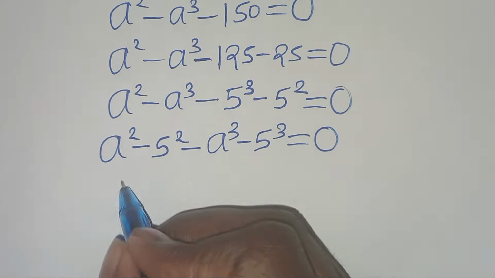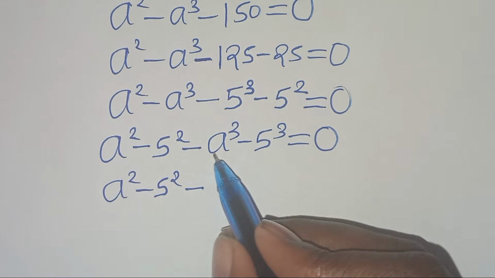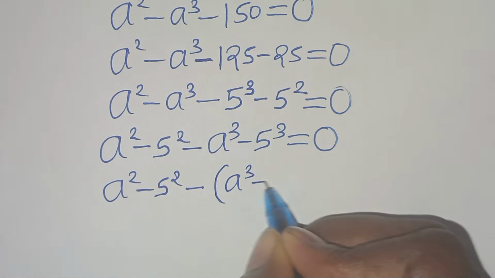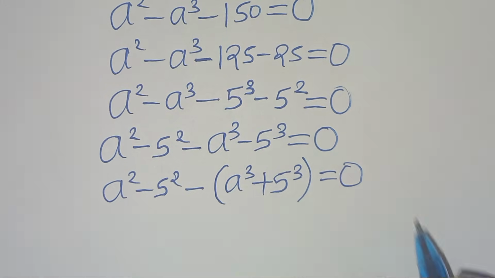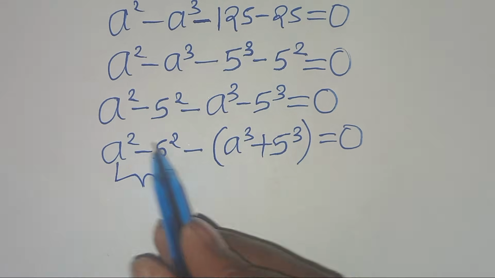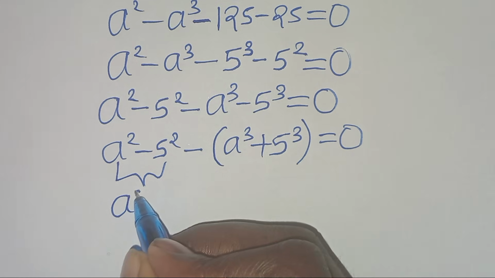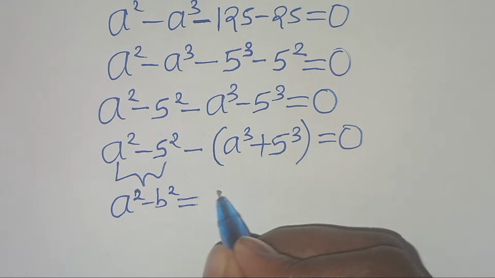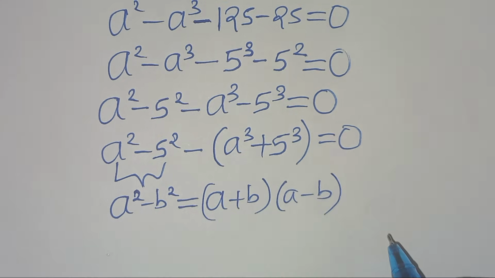Now, we have a to the power of 2 subtract 5 to the power of 2, subtract a to the power of 3 minus 5 to the power of 3. This is equal to 0. Now we have two parts here. The first part is actually the difference of two perfect squares, which we can express as a squared minus b squared, and this is equal to a plus b, a minus b.